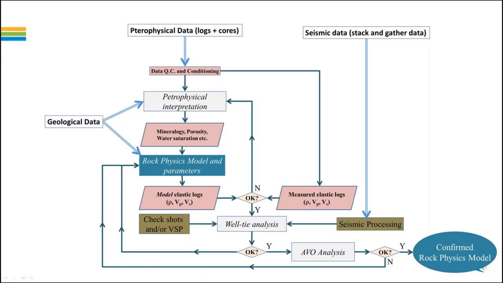And here we call it a confirmed rock physics model. It means that you have a rock physics model that is confirmed through petrophysics and seismic. And this is very important for your characterization. Here I'm showing you some examples in this regard.